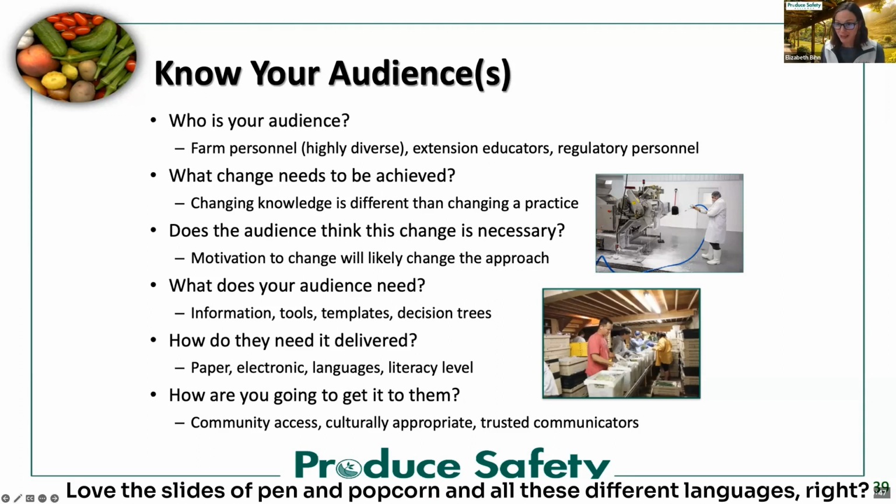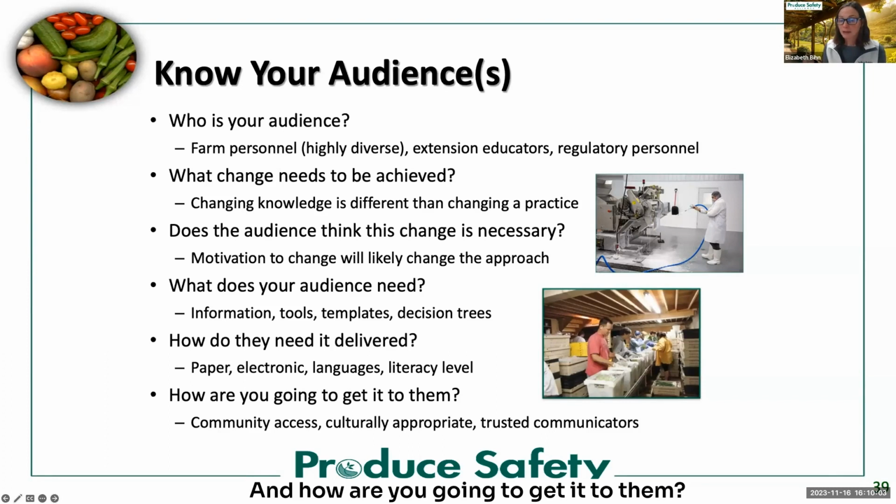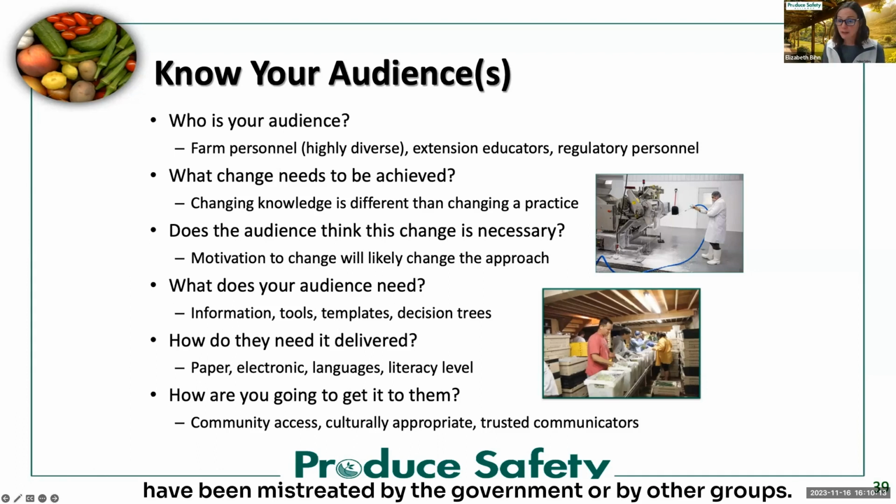What are you trying to convey to whom? The level of literacy, right? We have a lot of immigrant farmers in this country who may not speak a language that any of us speak, right? So we have to consider all of these things. And how are you going to get it to them? Community access. What is culturally appropriate? We have lots of groups in this country in agriculture who have been mistreated by the government or by other groups. You have to have a trusted communicator in that group if you want access to that group.